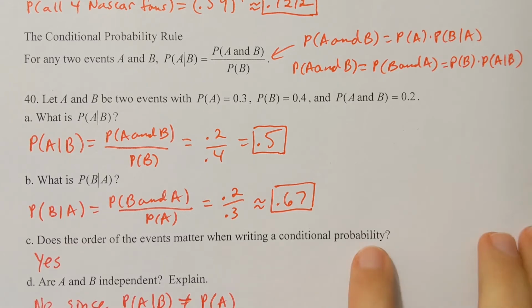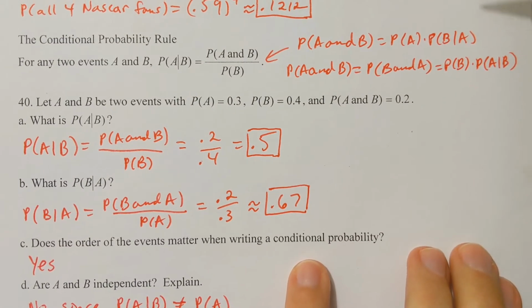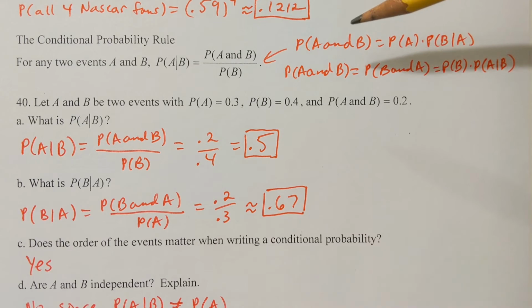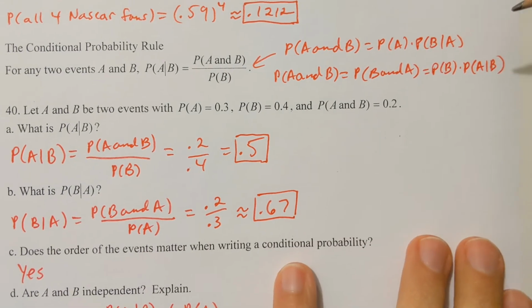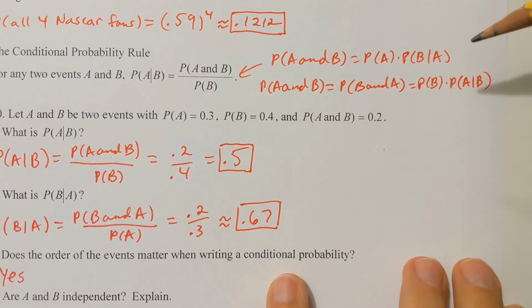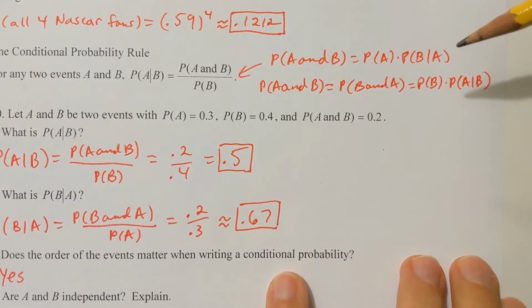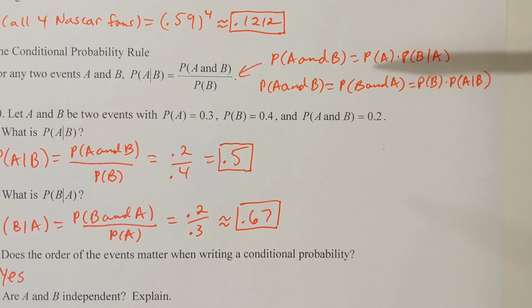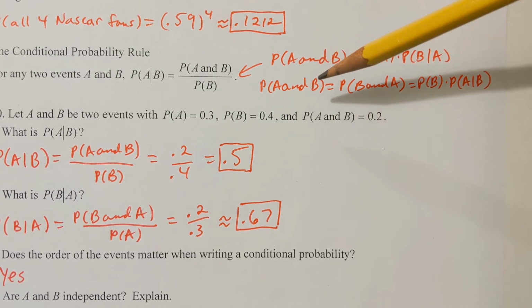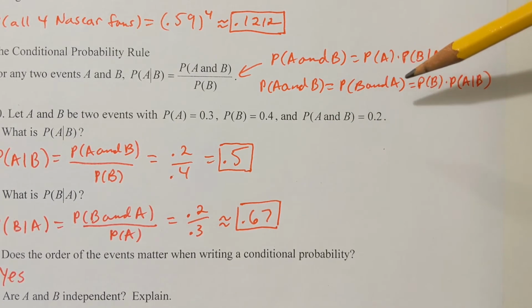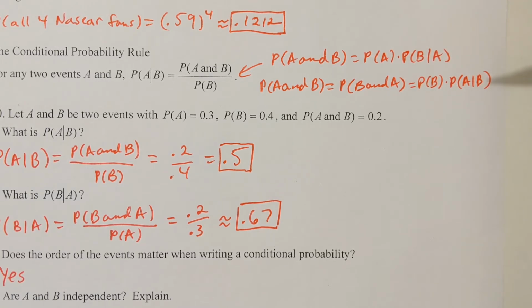Well, let's see here. Remember the multiplication rule: the probability of A and B is equal to the probability of A times the probability of B given A. Somebody has taken the probability of A and B, which is equal to the probability of B and A, right? I can switch the 2 events and it's not going to matter. You're still talking about the same overlapping region on the Venn diagram.